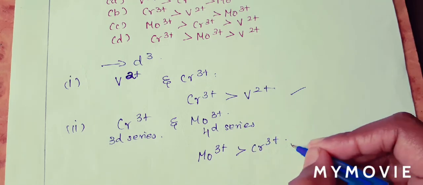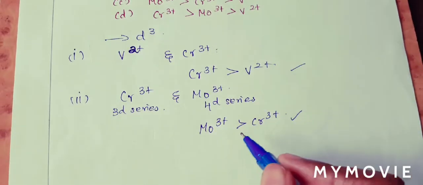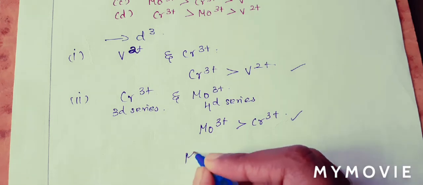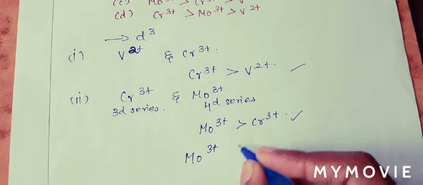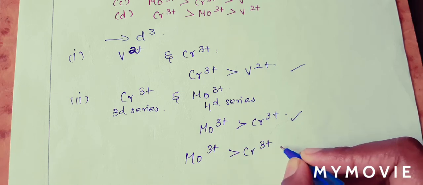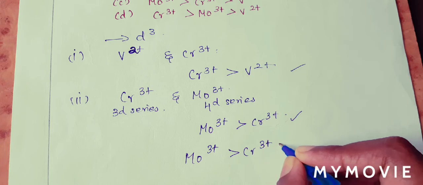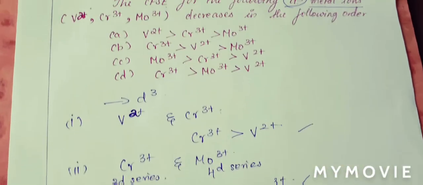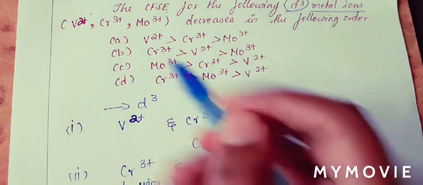Now I'm going to arrange these. The one that has the most CFSE is molybdenum 3+, after which comes chromium 3+. And the least value of CFSE is seen in the case of vanadium 2+. So let's look at the options, and we see that option C is the correct answer.